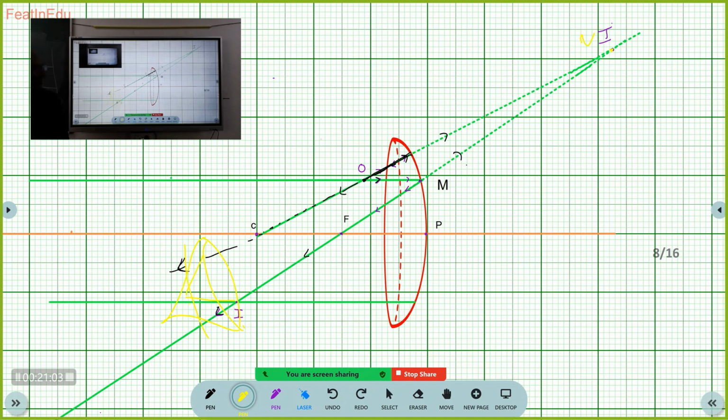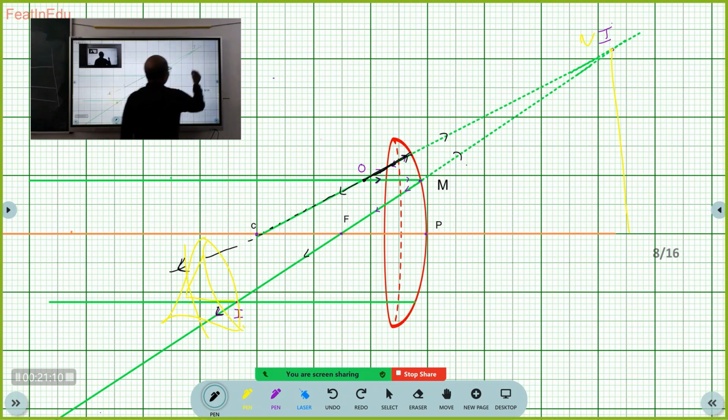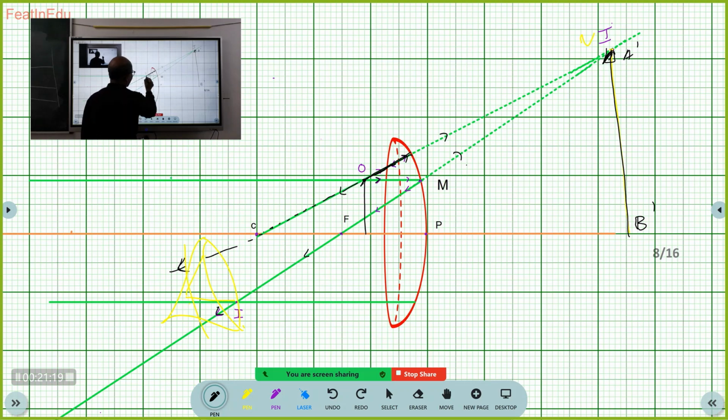The image will be virtual, erect, and it will be behind the mirror. Excellent. So this is now A dash B dash, and this is AB. So if the object is kept between the focal point and the pole of the mirror, that is F and P, then the image is virtual, erect, magnified, and behind the mirror.